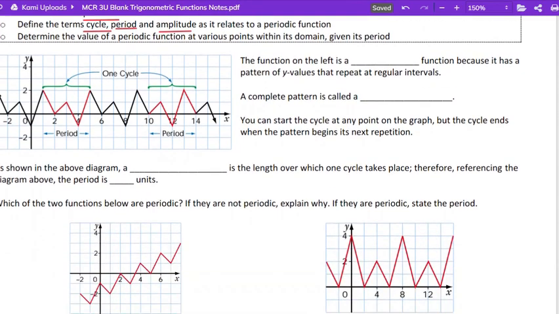Okay, new terms. All right, so this function that we're looking at is a periodic function because it has a pattern of y values that repeat at regular intervals. Okay, so you have the same pattern, and those y values repeat and repeat and repeat. So one complete pattern, like if you look at this red part, is called one cycle.